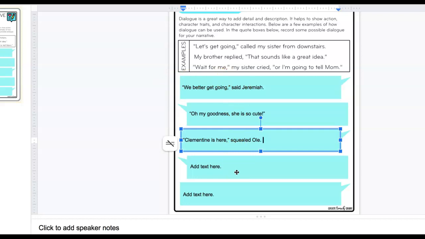And just try to think. These will not necessarily be the only quotes or only dialogue that you use in your story, but this is going to get you started by thinking of some different things. And notice how I just put one in each box here.